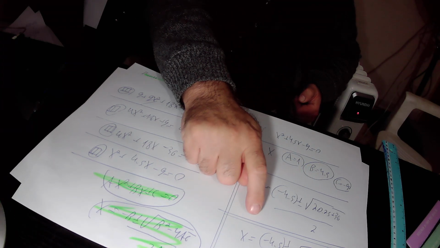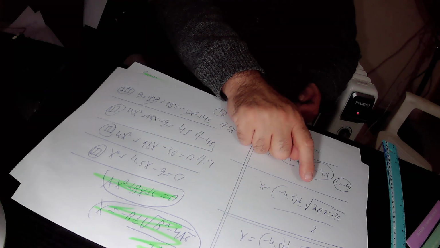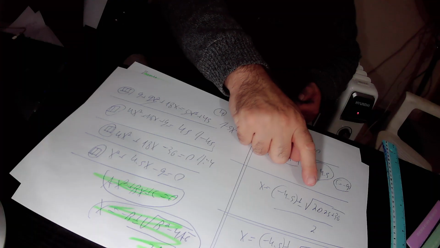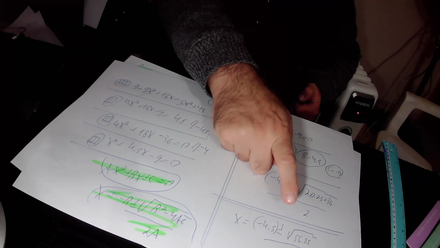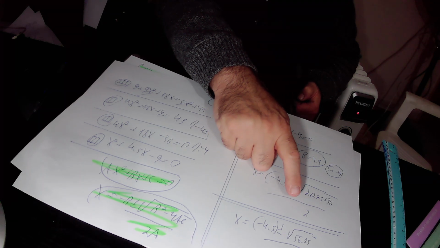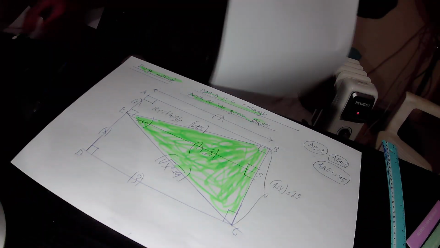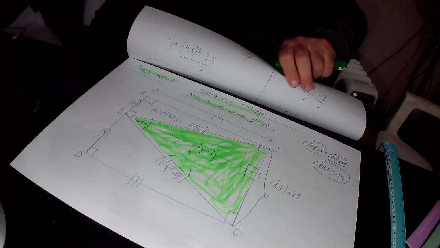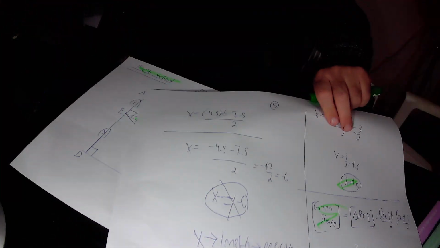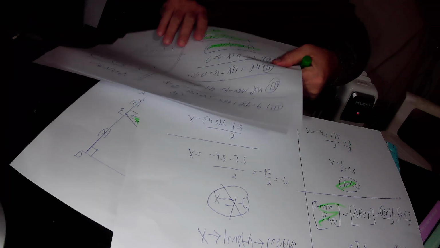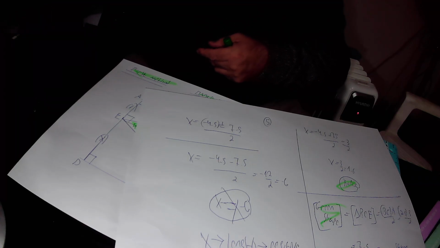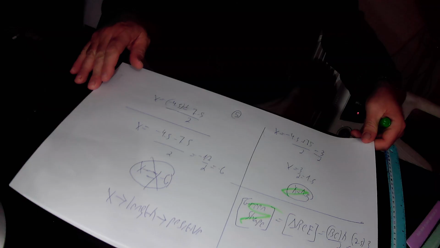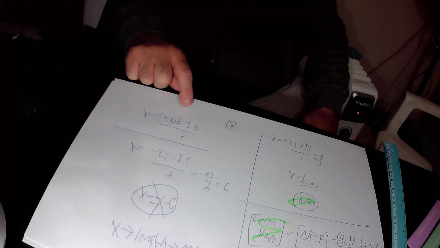So x equals minus 4.5 plus minus the square root of 20.25 plus 36, which is 56.25, over 2. The square root of 56.25 is 7.5. So in total, we found that x equals minus 4.5 plus minus 7.5 over 2.